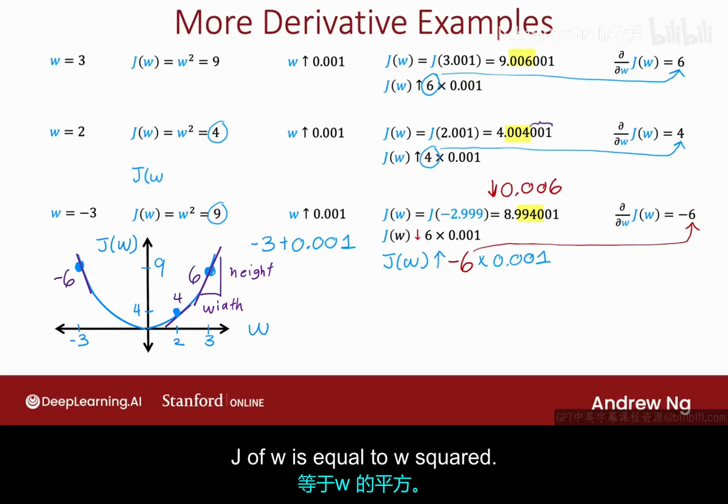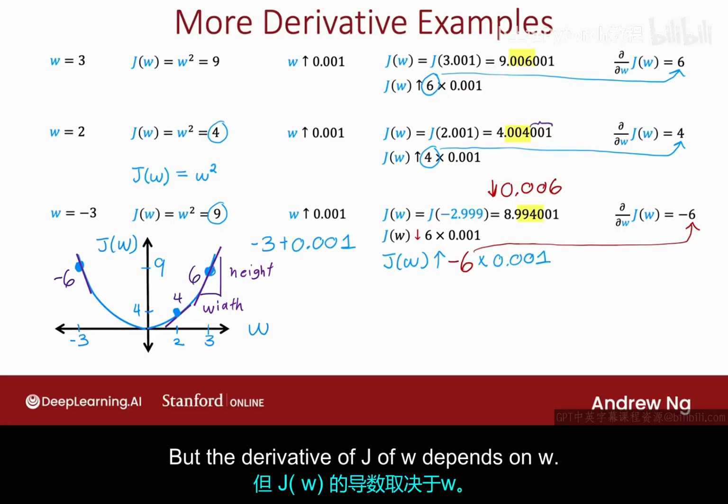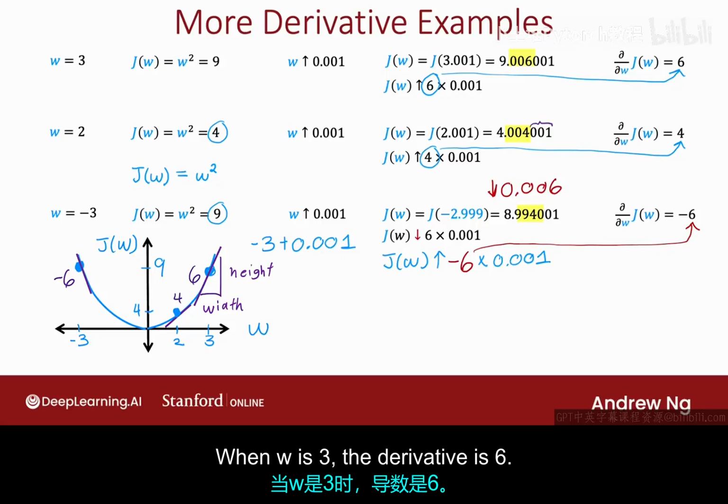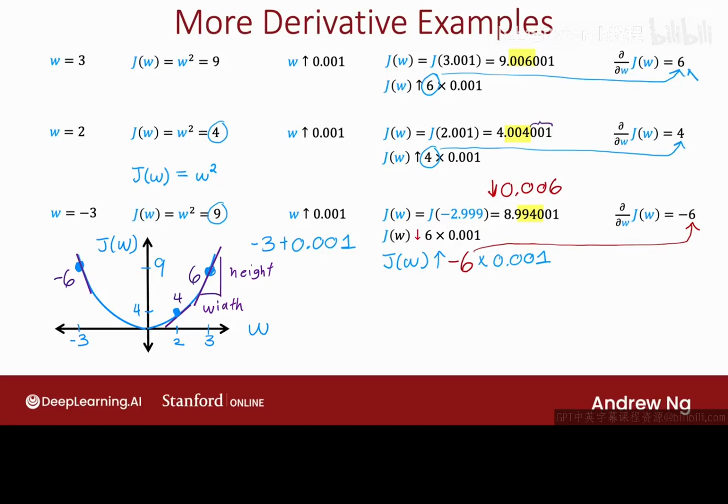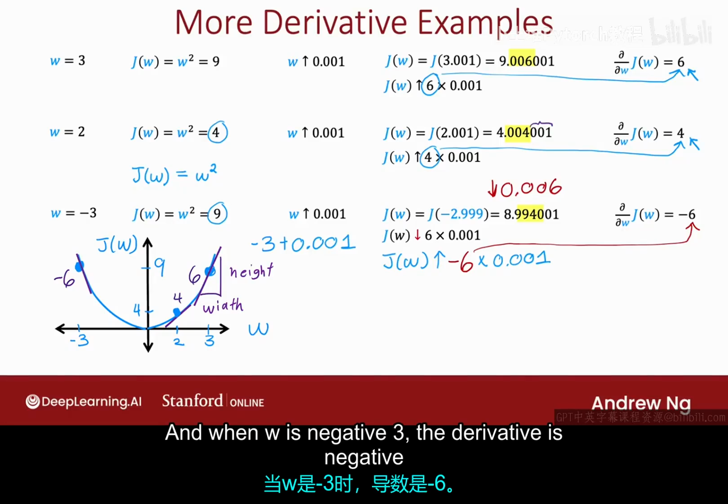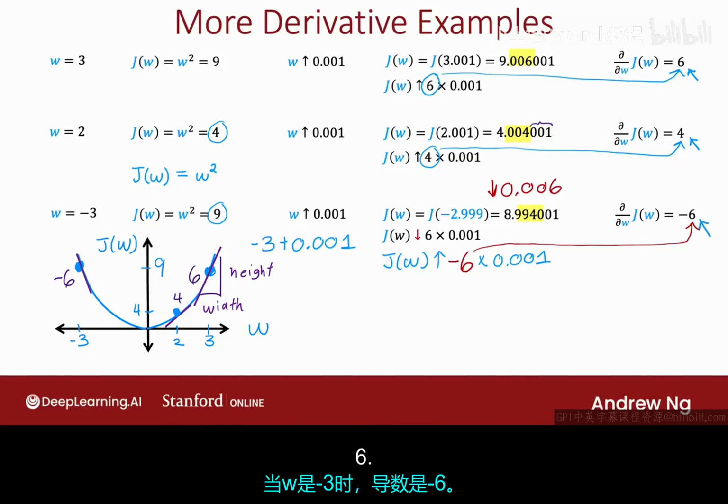J of w is equal to w squared. But the derivative of j of w depends on w. When w is 3, the derivative is 6. When w is 2, the derivative is 4. And when w is negative 3, the derivative is negative 6.